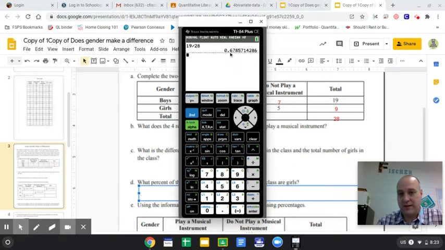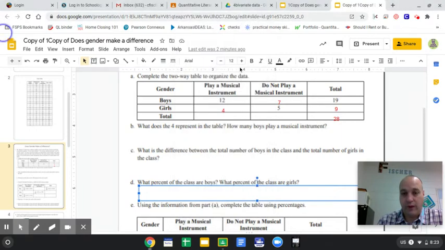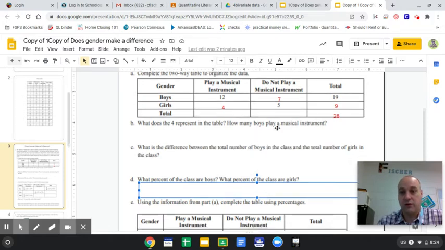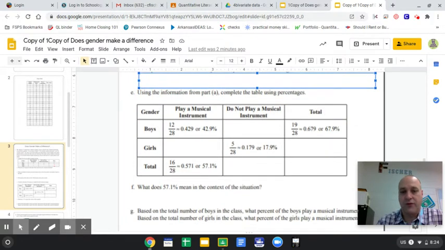And then you get 67.9%, because the 5 makes this 8 go up to a 9. So 67.9%. Remember to move the decimal 2 spaces whenever you're changing it to a percent. And then what percent of the girls? You do it the same way. It's going to be 9 out of 28. So in the calculator, put 9 over 28 and figure it out.